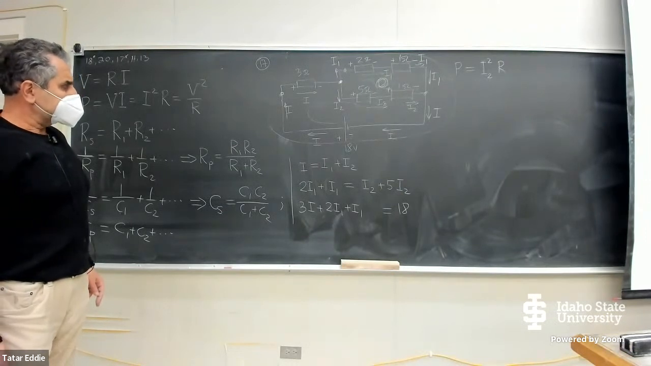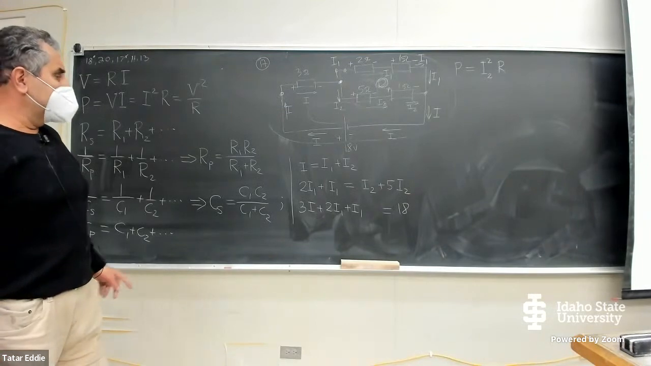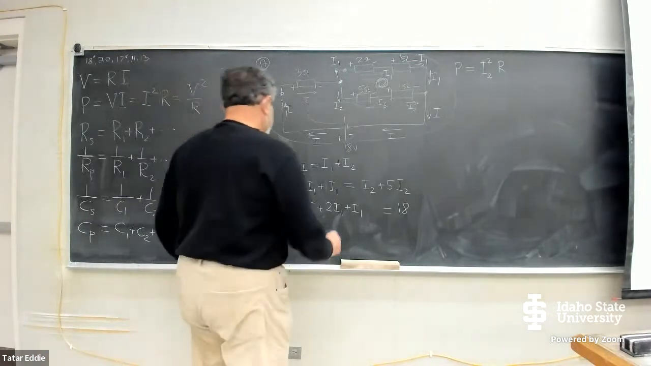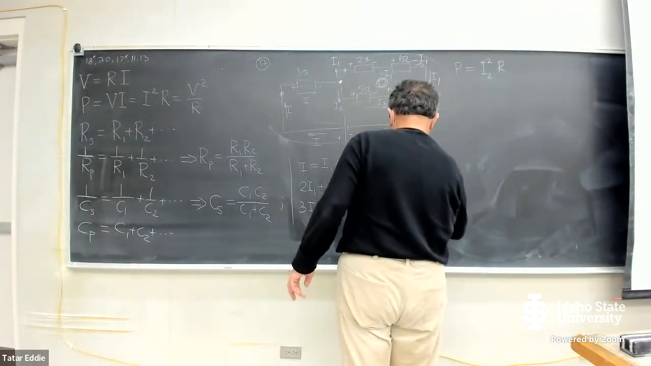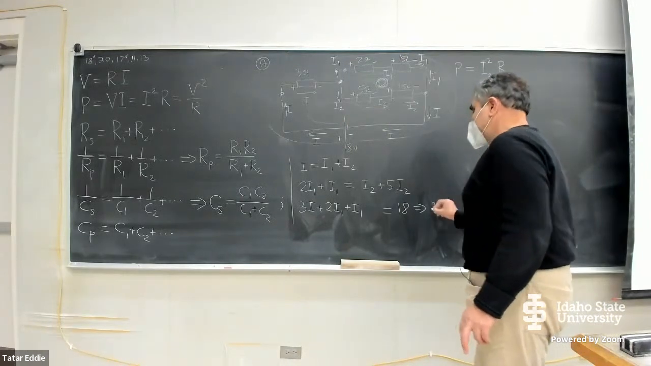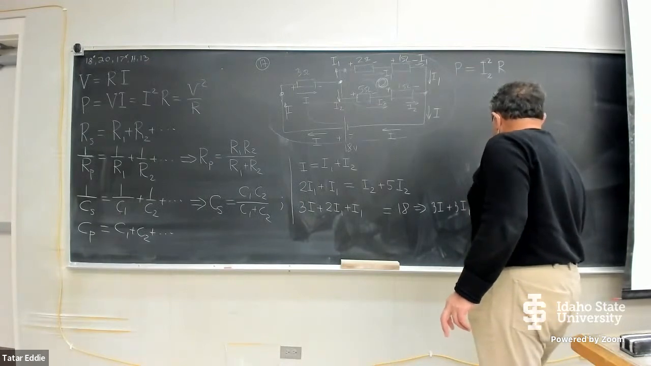And, well, how to do it? For example, if you start with the third equation, it says 3 times I plus 3 times I1 is equal to 18.